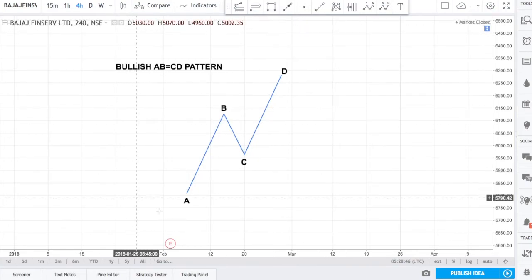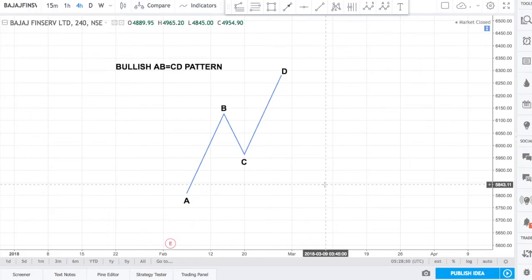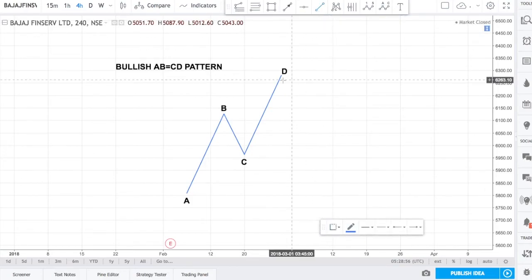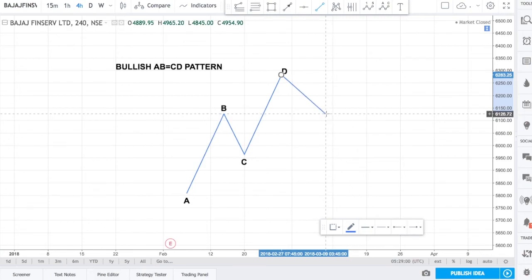This is a bullish ABCD pattern. In a bullish ABCD pattern, once the prices reaches this zone, traders would be expecting it to drop below.